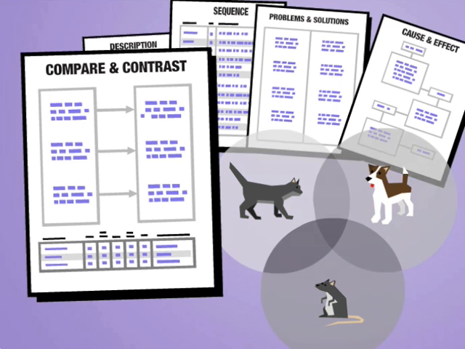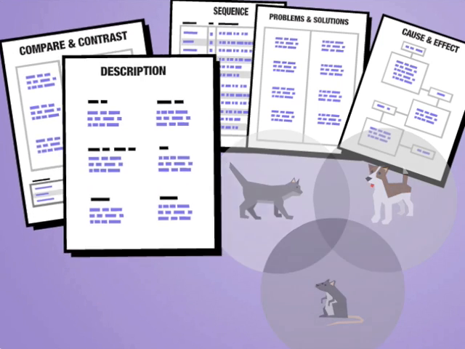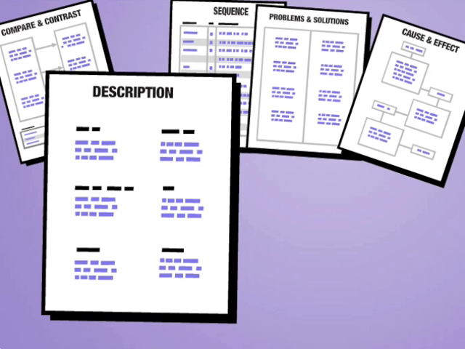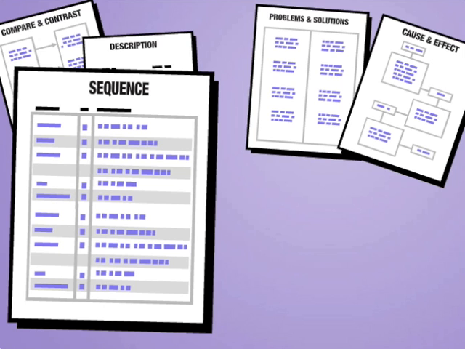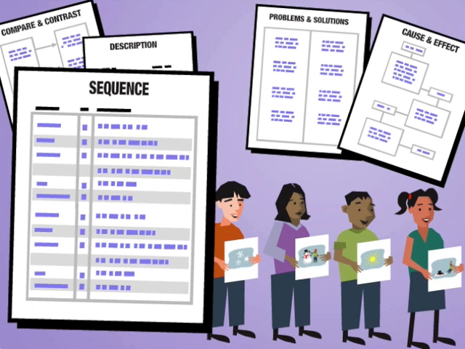Students can work together to create a table or Venn diagram of the similarities and differences between the objects in the text. With a description text, students might use the details of what is being described to draw an illustration or create a 3-dimensional display. A text that outlines a sequence of events can be made visible by assigning each event in the text to a student and having the class line the students up in the correct order.